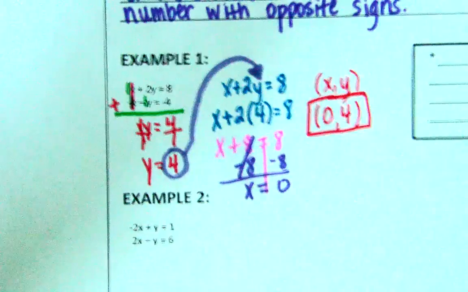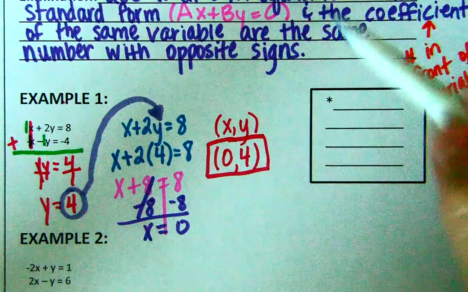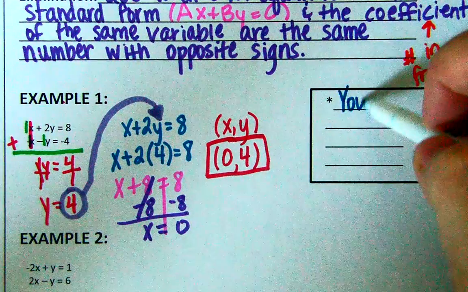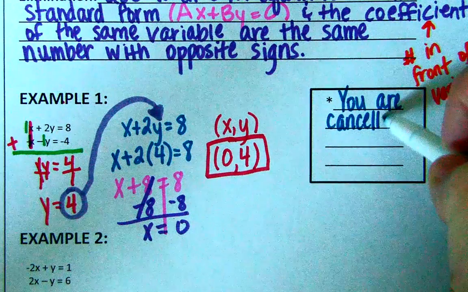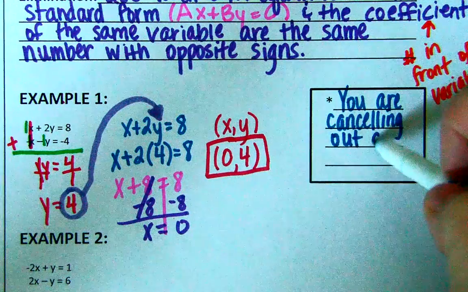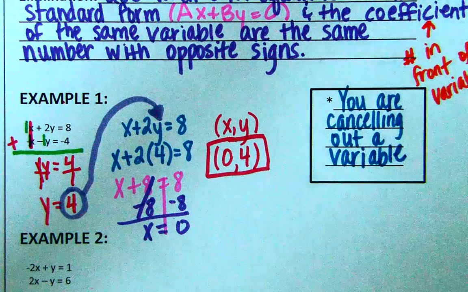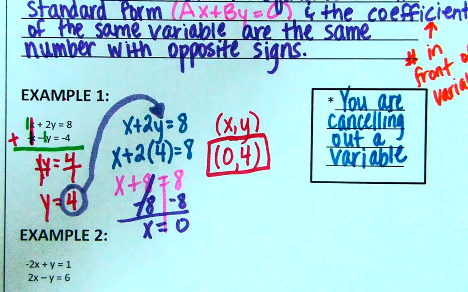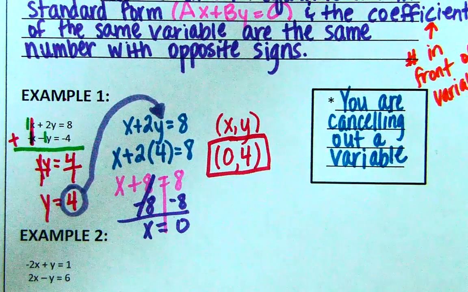So remember, for elimination, star note, you are canceling out a variable. You want to get rid of one of the variables, at least one of the variables.